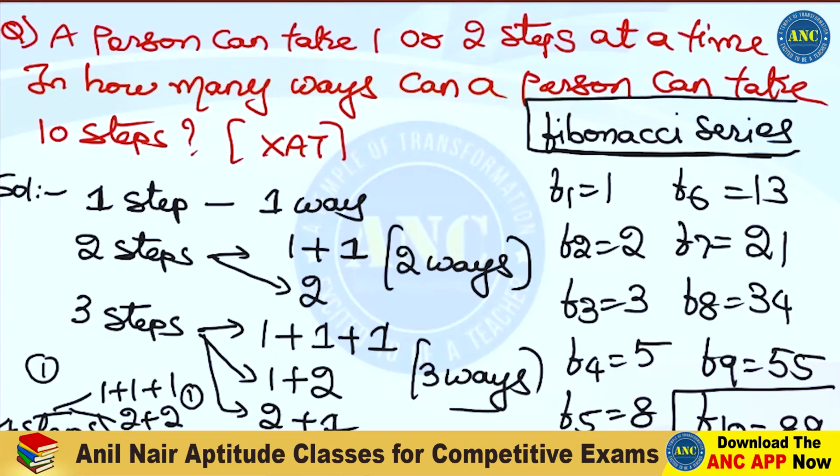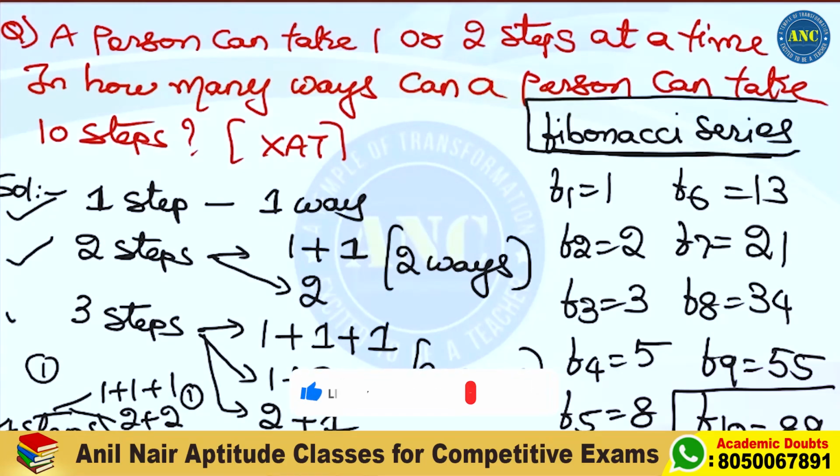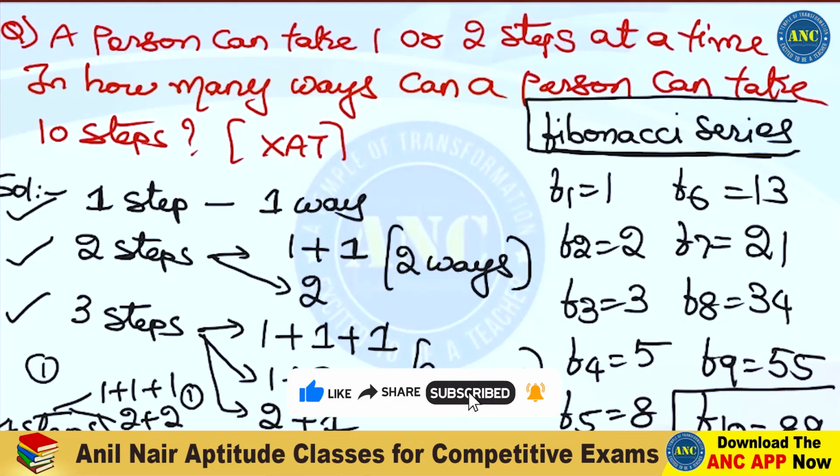There is a person, for example, Anil Nair. He can take a distance either equivalent to one step or he can take two steps at a time. Totally 10 steps I need to take using one step or two steps at a time. One step is nothing but one way. Two steps is 1 plus 1 or 2. Three steps is nothing but 1 plus 1 plus 1, or 1 plus 2, or 2 plus 1. Four steps is 5 ways.